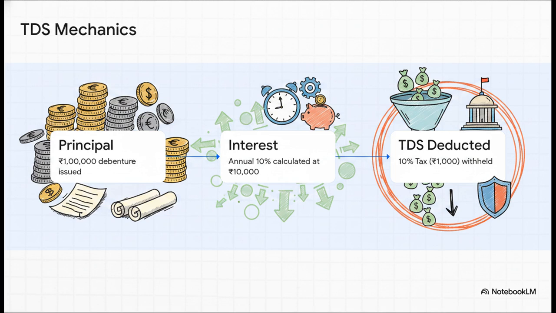Let's run through the exact mechanics of tax deducted at source, or TDS, with a practical example. Step 1. We've got a 10% debenture issued for a 1 lakh rupee principal. Step 2. We calculate that annual fixed interest, which is exactly 10,000 rupees. But hold on, the company doesn't just hand over that full 10 grand. Step 3. Income tax law dictates the company has to hold back a 10% TDS. So 1,000 rupees is sliced right off the top and deposited directly with the government by the company.